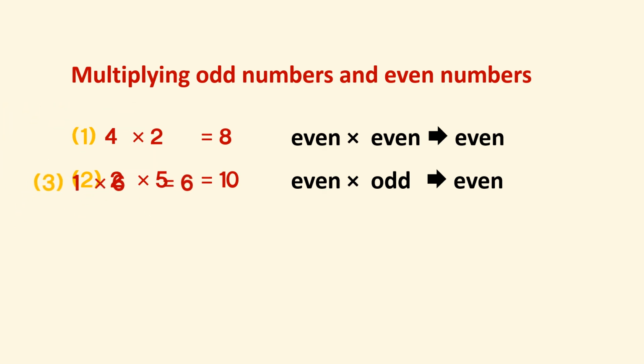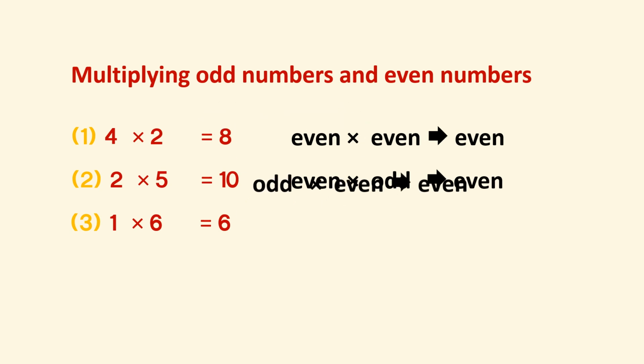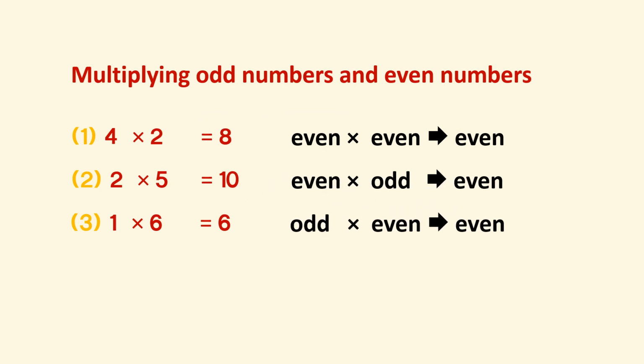Next one, 1 multiplied by 6 equals 6. So, there 1 is an odd number, 6 is an even number. The answer is also 6, that is an even number. So, when you multiply an odd number and an even number together, the result should be an even number.